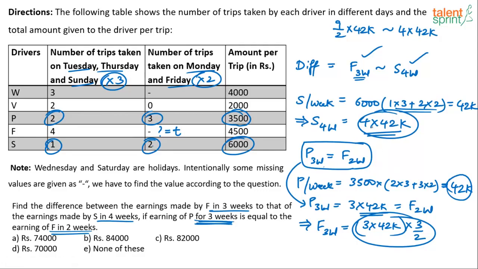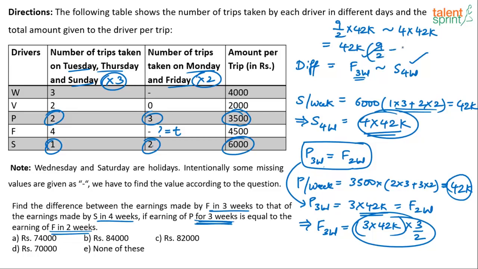See, that is the reason I was not multiplying it, because eventually we have got a common value here, 42,000. Why waste our time multiplying 4 with 42,000, or multiplying 3 into 3 by 2 with 42,000? 42,000 can be taken common. So if you take 42,000 common, the difference now is equal to what?